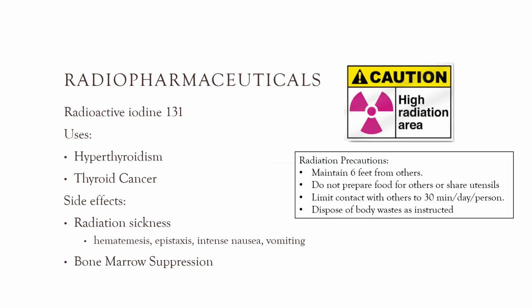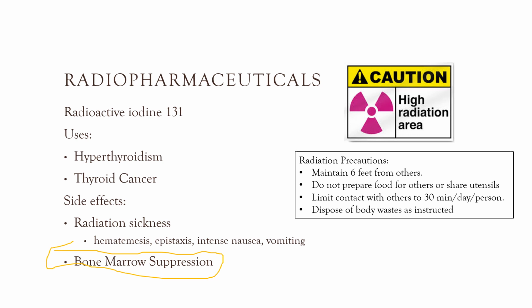So next we have our radiopharmaceuticals, which is our radioactive iodine. This is useful for helping some hyperthyroidism, especially that hyperthyroidism that can be caused by thyroid cancer. So just like you talked about in MedSurg 1 when you talked about chemotherapy and radiation, this is going to have some of the same side effects as radiation, which is going to be that radiation sickness. We have the hematemesis, which is vomiting up blood, epistaxis, which is that bloody nose, nausea, vomiting, and a suppression in the bone marrow.